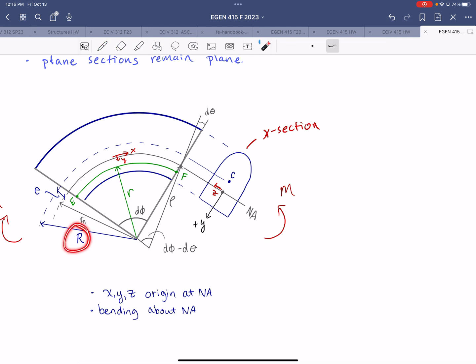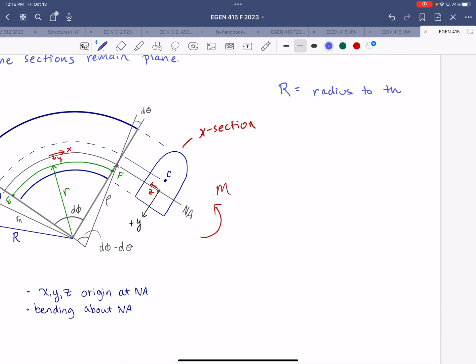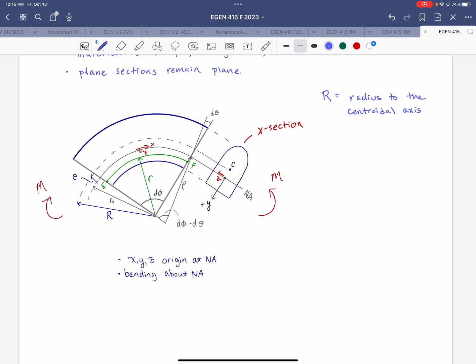I'm going to start by defining some of the things noted on here. First, let's look at this capital R. Capital R represents the radius from the center of curvature to the centroidal axis, the axis that passes through the geometric centroid of the cross-section. And normally, we have the neutral axis at the same location, right? The neutral axis normally passes through the centroid. In a circular curved beam like this, that is not the case.